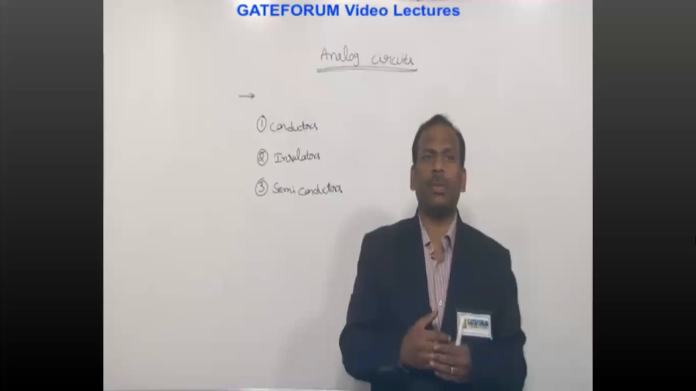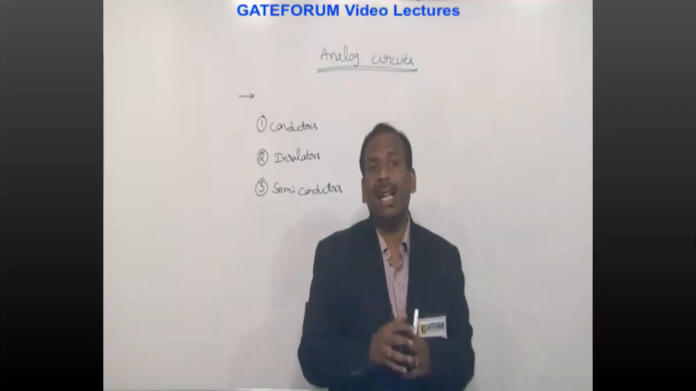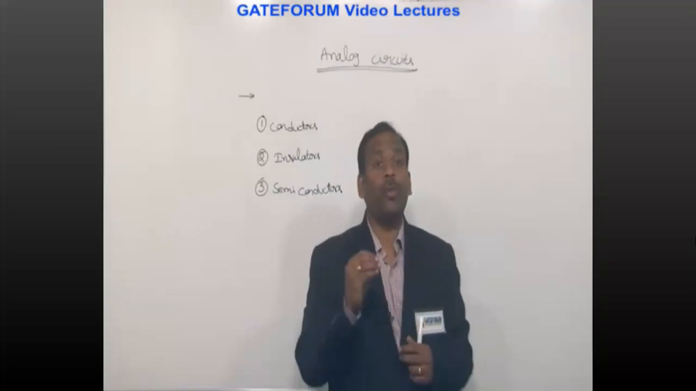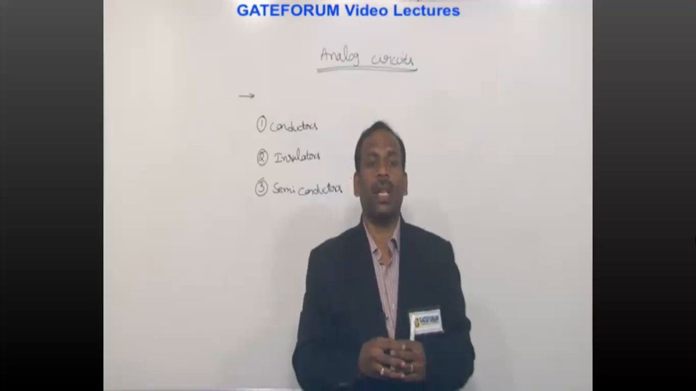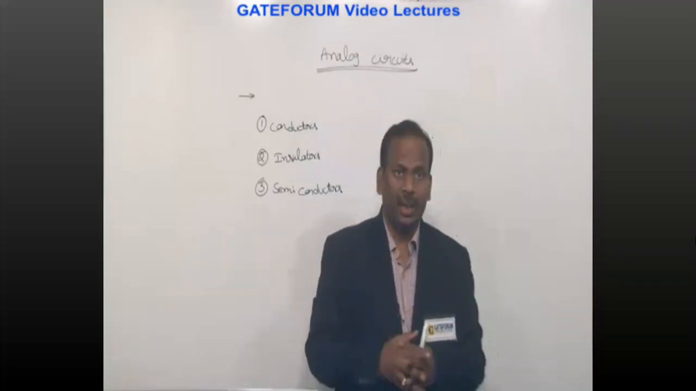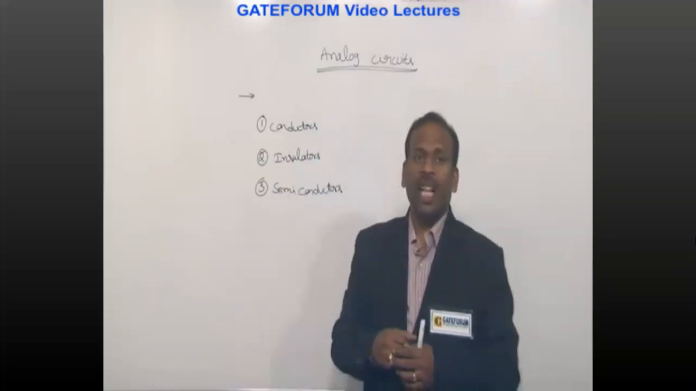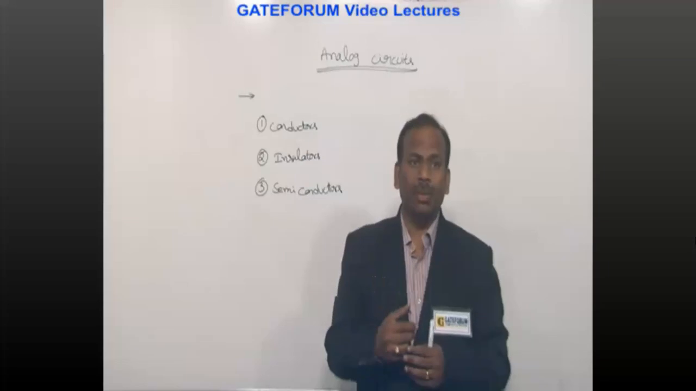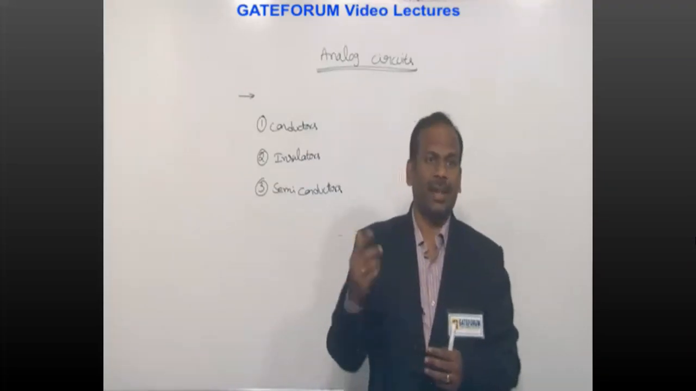Insulators, second one. They will not conduct electricity. Why will they not conduct electricity? Because there are no free electrons available in the conduction band. Therefore, current is zero. Therefore, they are called insulators. There are so many examples for insulators, such as wood, diamond, plastic, etc.